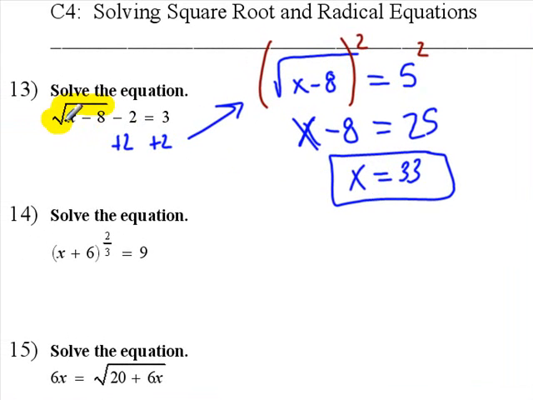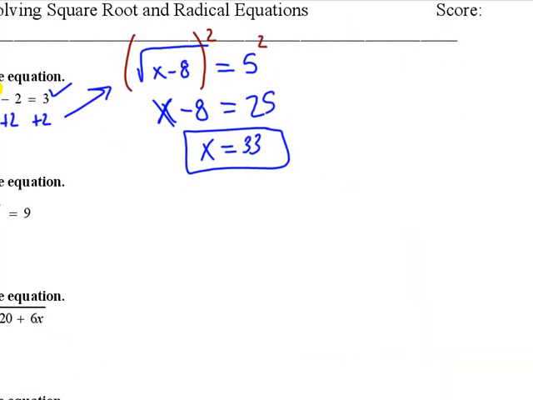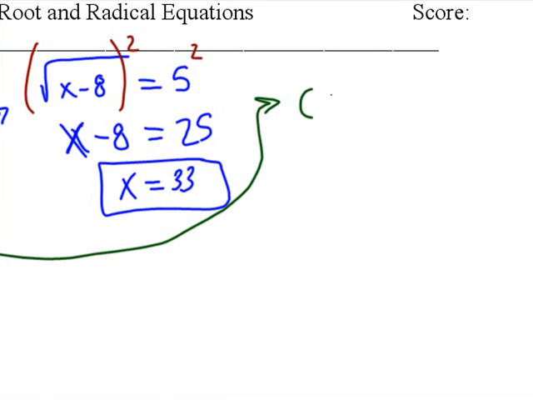If I plug that in, 33 minus 8 is 25. Root 25 is 5, minus 2 is 3. That checks. So this is right. It can't be wrong. Let's do number 14. I've got x plus 6 to the 2/3 power, and that equals 9.